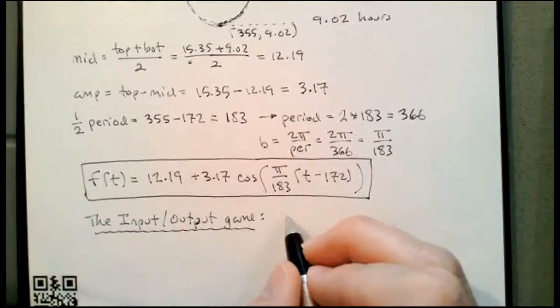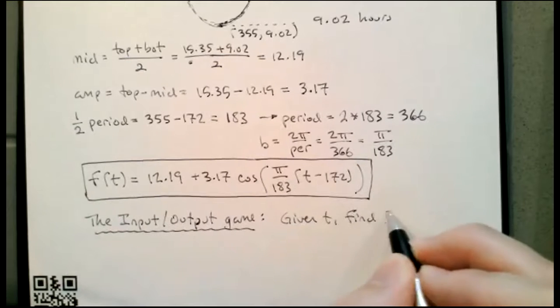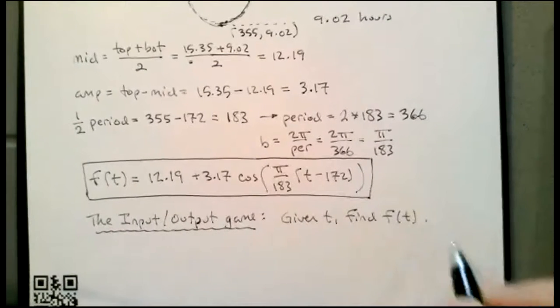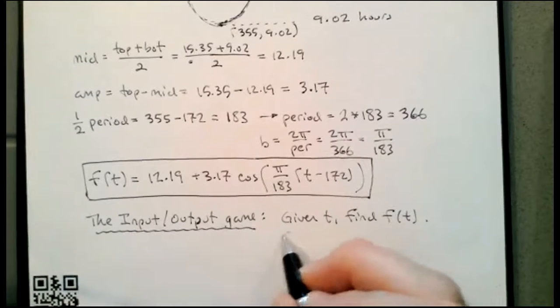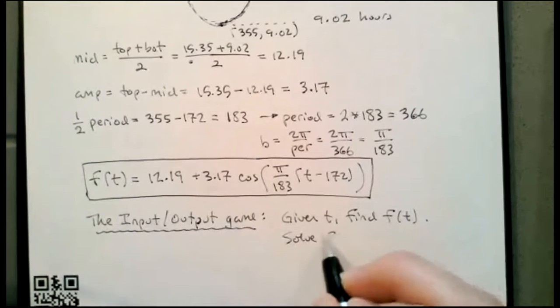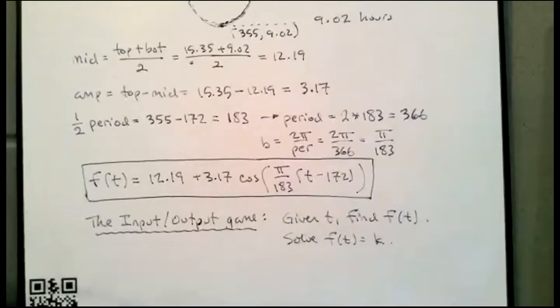I can ask you, given a t, find f of t. Given an input, find the output by plugging things in. Or I can give you an output and ask you to find the input. I can ask you to solve f of t is equal to some constant. I'll use k, the mortal constant.